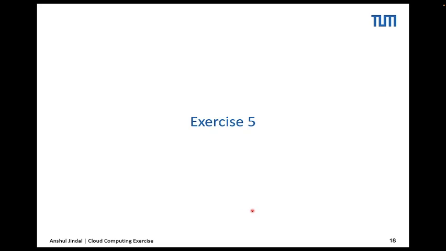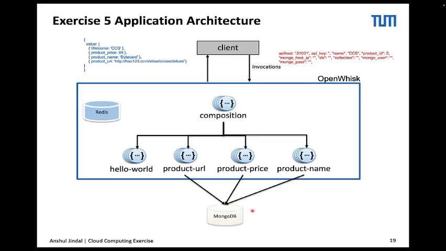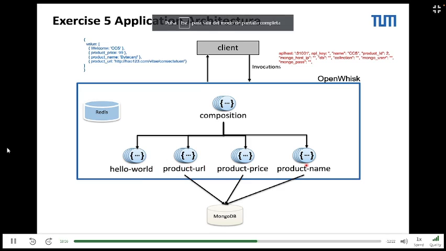Now we come to exercise 5, the main exercise. These are the tools which I explained before that would be used within exercise 5 itself. This is the overall architecture diagram. If you remember, it's very similar to the last one, but instead of the Kubernetes services, or microservices, we now have individual functions, like the hello world function, product URL, product price, and product name.